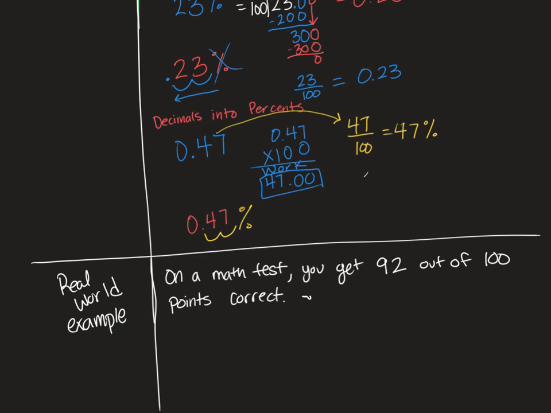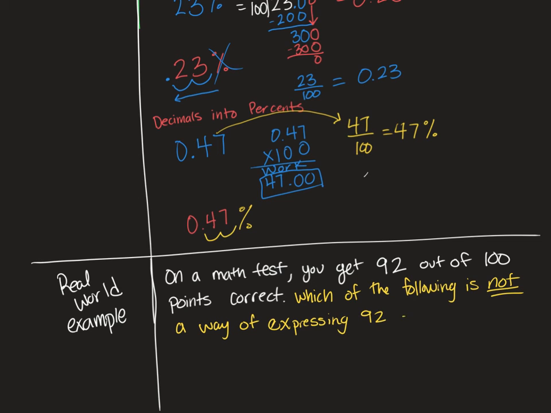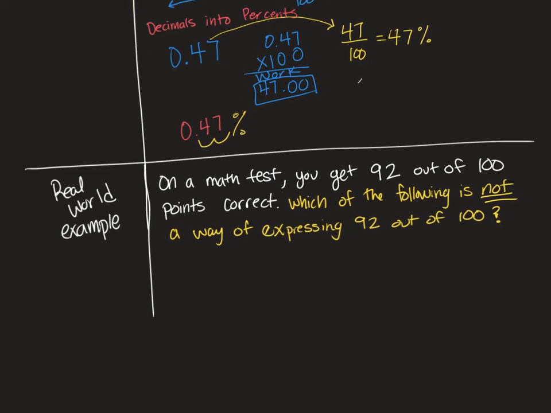Which of the following, and I'm going to write the question in yellow. Which of the following, my goodness, my writing is so sloppy, is not a way of expressing 92 out of 100? So which of the following is not a way of expressing 92 out of 100?